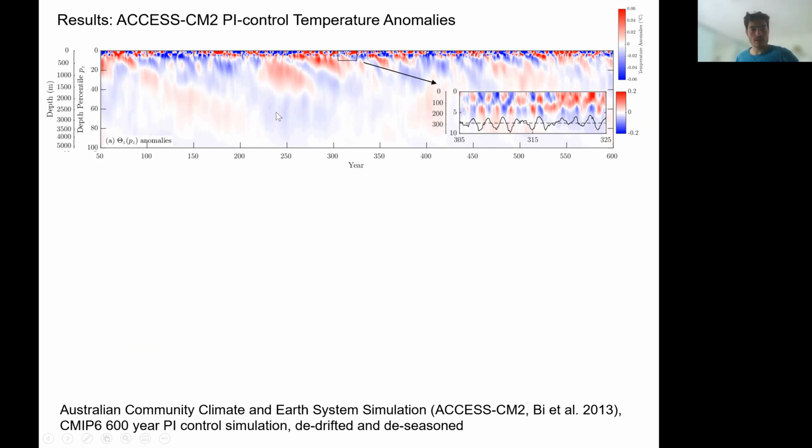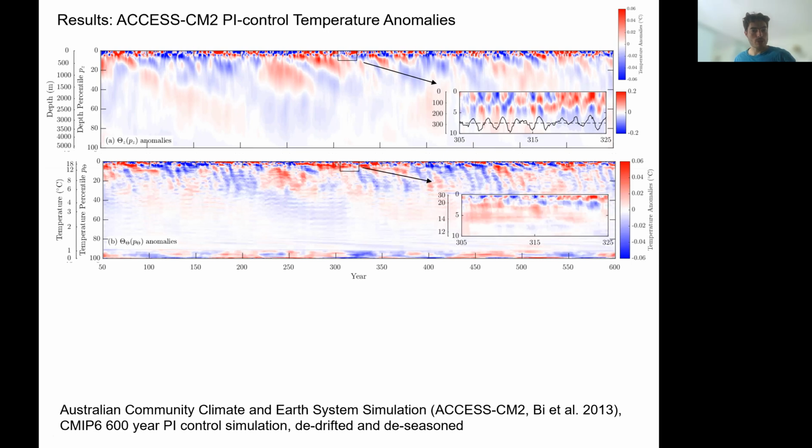And so the variability, you can see there's lots of stuff going on. We've got a decadal to centennial frequency signal in the interior, which I'll look at in a little bit more detail in a second. If we zoom in on the surface, we see this dipole signature associated with ENSO. So the black line here is the NINO 3.4 index. So it's the same as what we saw in the Argo analysis.